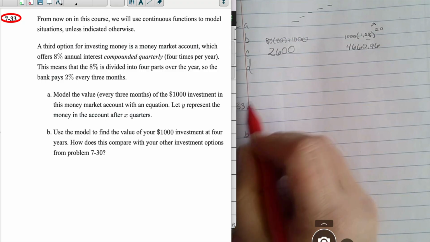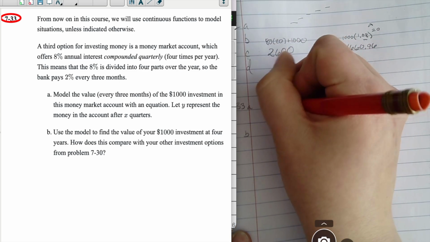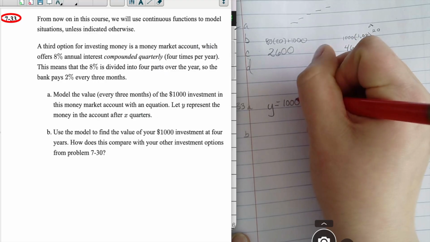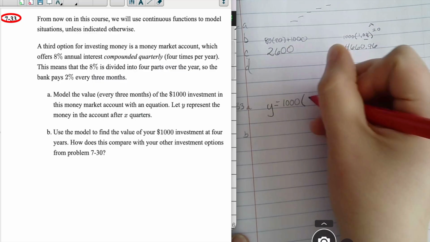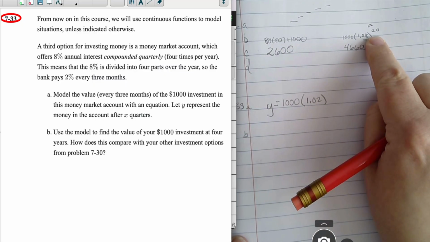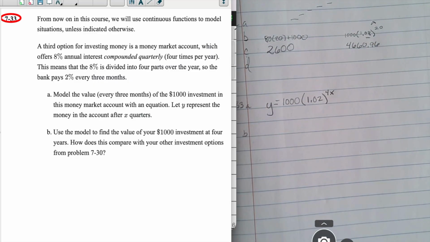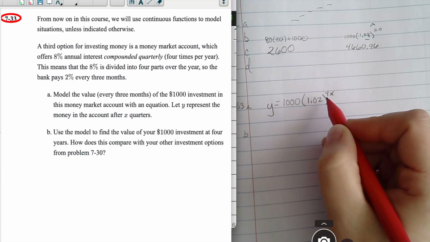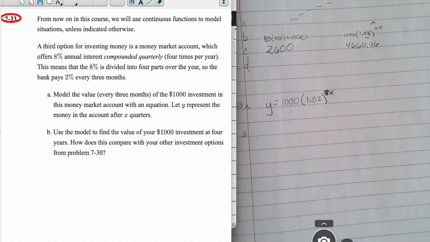So in order to create a model for our value, we're going to start with the same amount of money because we're doing the exact same thing. But this time, instead of having 8% and 20 years, we actually only have 2%, and we're just doing it 4 times a year. So we would say 4 times the number of years. Now, since they actually want me to write this in quarters, we don't actually need the 4. So sorry about that.